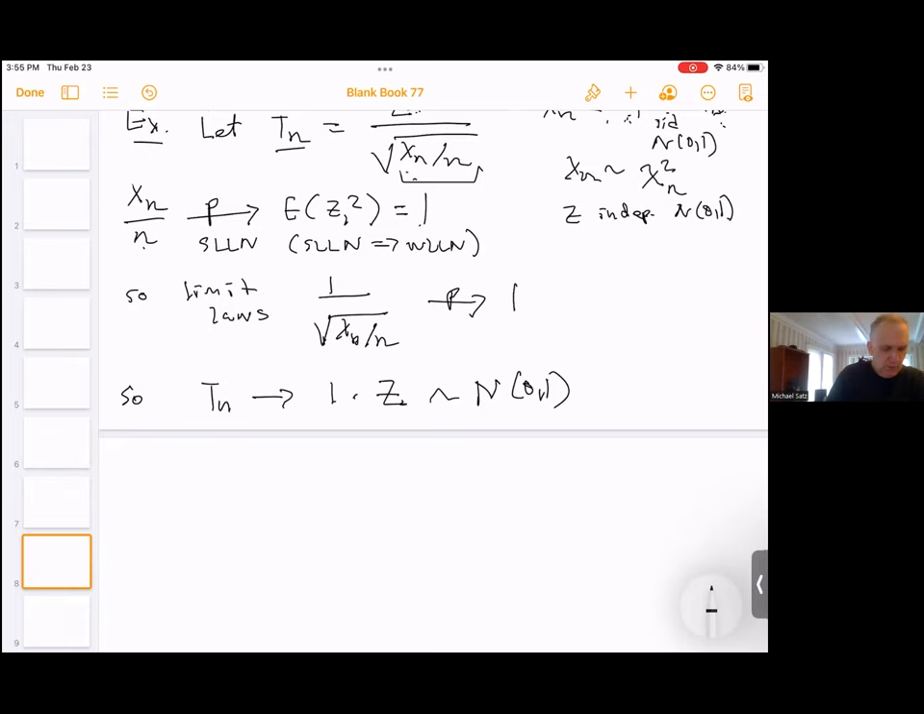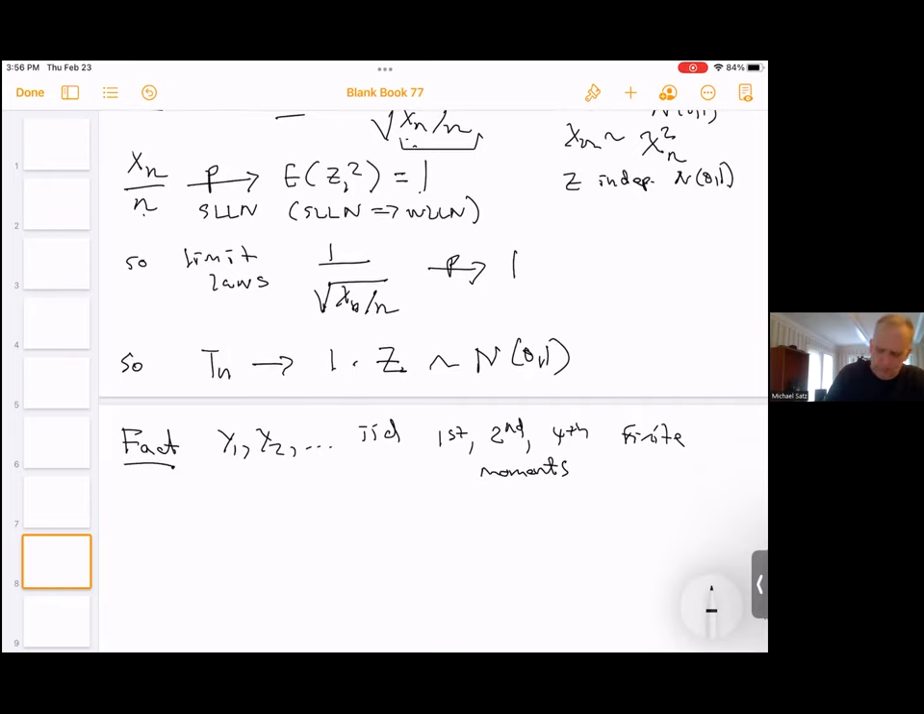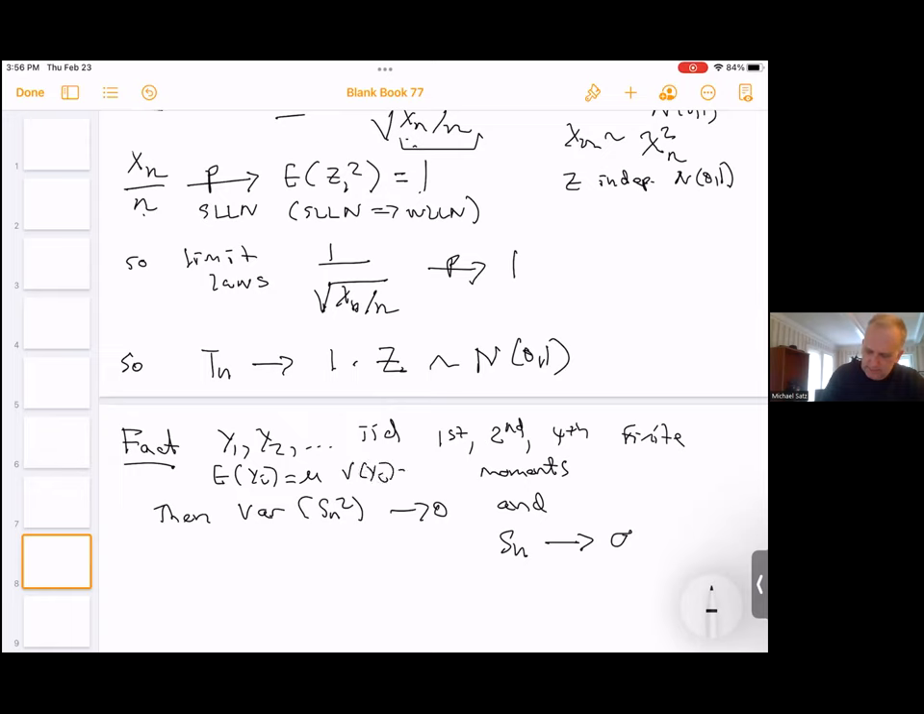Okay, here's the result though. So T, as you take more and more samples, more and more degrees of freedom, approaches the standard normal. Okay, last thing: if we have Y1, Y2, ... iid, with first, second, and fourth finite moments, then we saw last time that the variance of Sn squared goes to 0 and Sn goes to sigma. Let's make it clear: E[Yi] equals mu, variance of Yi equals sigma squared.